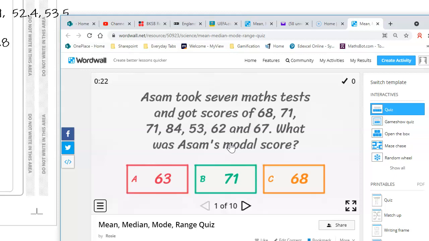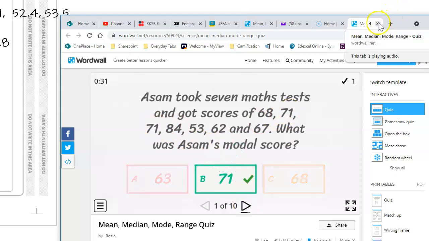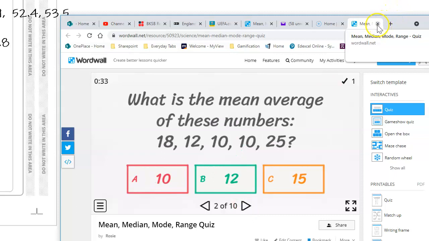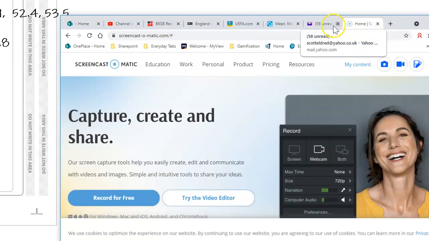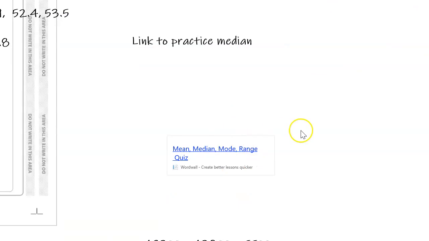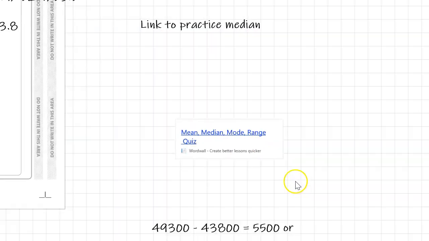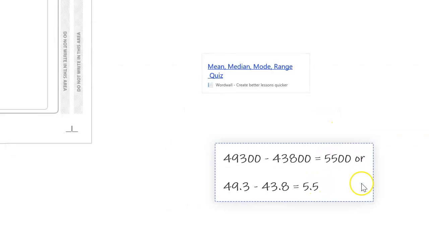So mode is the most common. There are 2 examples of 71 there. So I'm pressing 71. Again, if you want to practice your averages, that could be a good way of doing it. Obviously, there are other exercises.